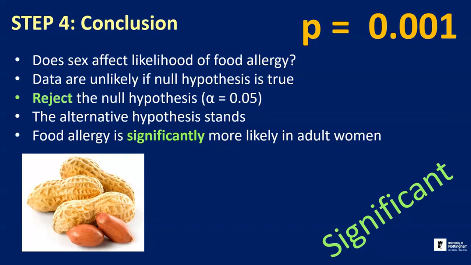So the conclusion based on this very small p-value is that sex does affect the likelihood of an extreme reaction to peanuts. That's because the data are extremely unlikely if the null hypothesis is true. So we have to reject the null hypothesis if we're using a cutoff of 0.05, and the alternative hypothesis therefore stands for the time being. This is true in adults apparently. Strong food allergies are more likely in adult women, but interestingly, I think it's the reverse in children.